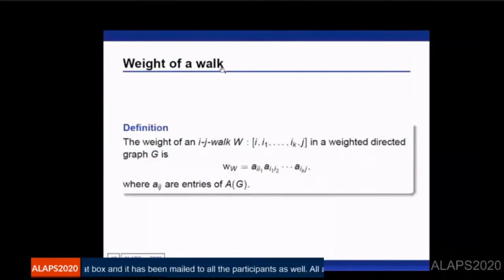And then what is the weight of a walk? Suppose there is a walk W from the vertex i to j. Then the weight of the walk W from i to j is nothing but the product of the entries of the adjacency matrix like this: the i1th entry of the adjacency matrix, then i1 i2, and so on. So this is how the weight of a walk is defined.